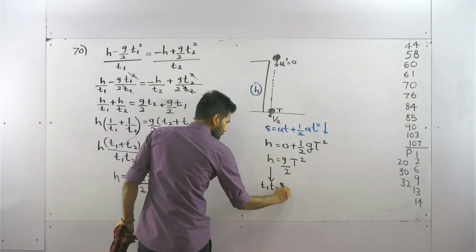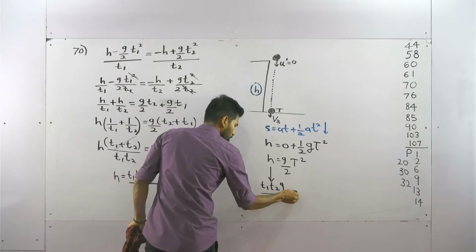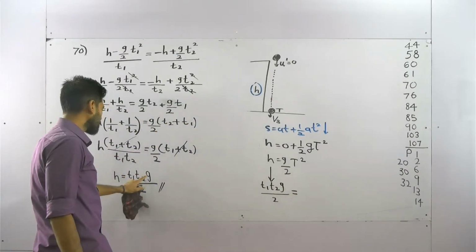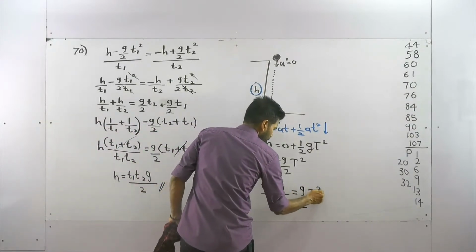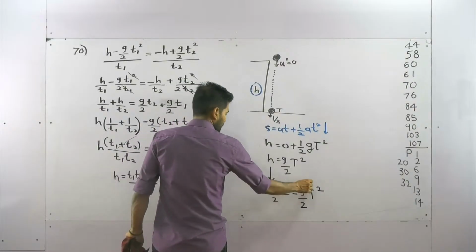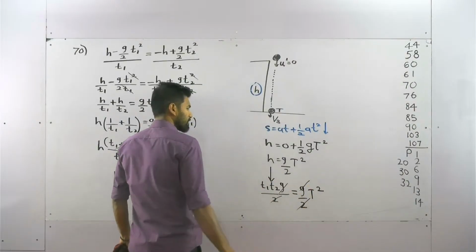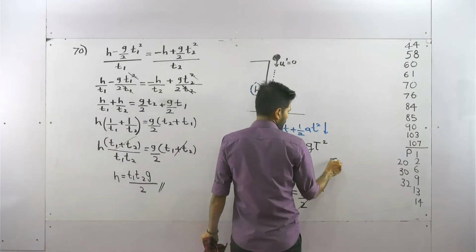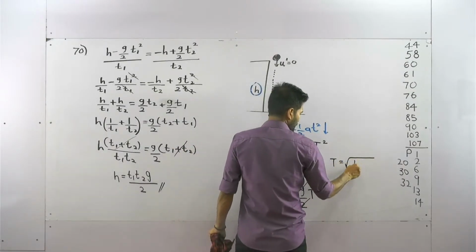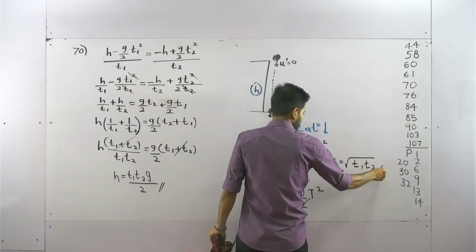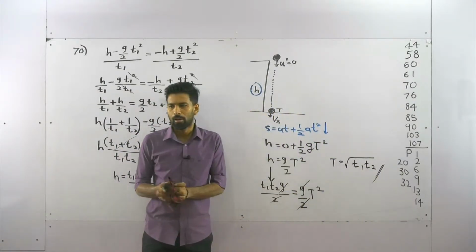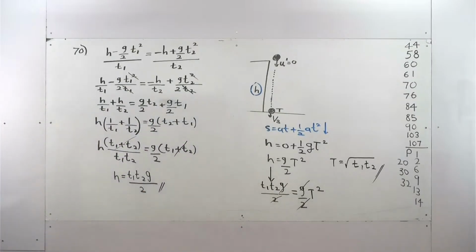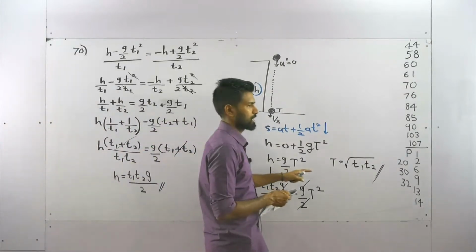h is equal to t1 t2 g over 2, is equal to g over 2 capital T square. g over 2 will cancel out. Capital T is equal to root t1 t2. Got the answer. It's a very good question. These kind of questions will help you to develop your brain power. T is equal to the root value of t1 t2. Answer is B. Answer is B.